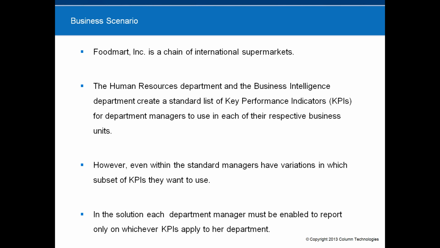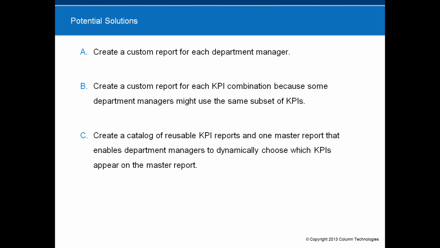What are the different approaches we could take to make everyone happy? One is we could talk to each of the individual managers and review the standard KPIs with them and design a report for each specific manager. That would probably be very effective, but not very efficient, because we'd end up with as many reports as we had managers, and in a global company that could be a lot.